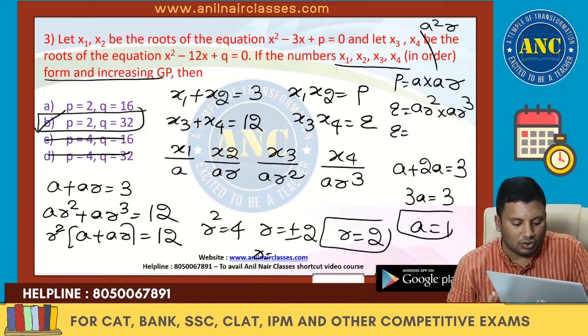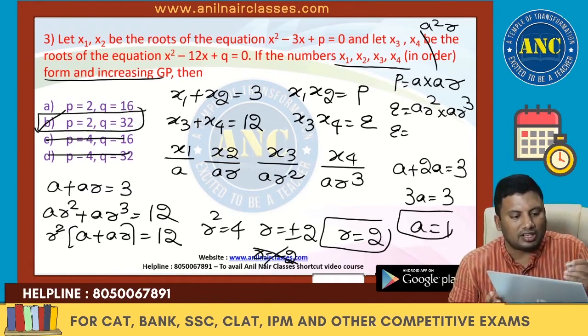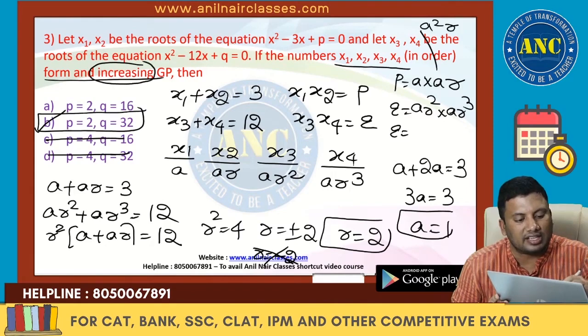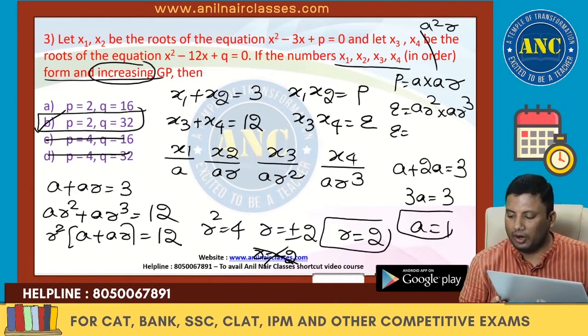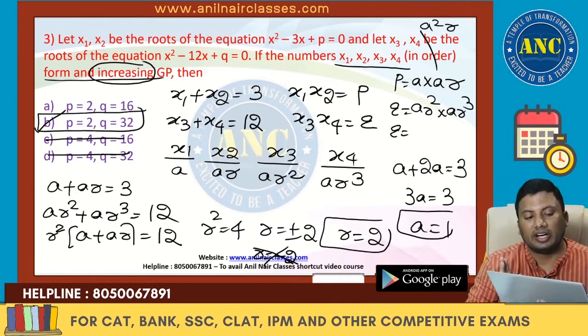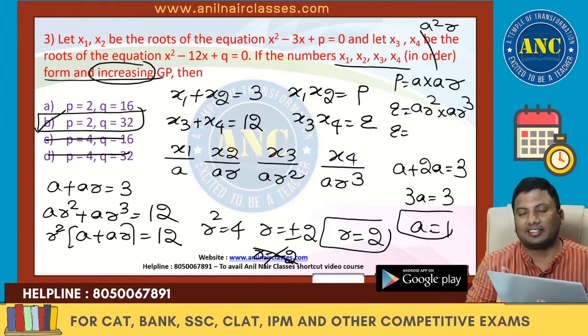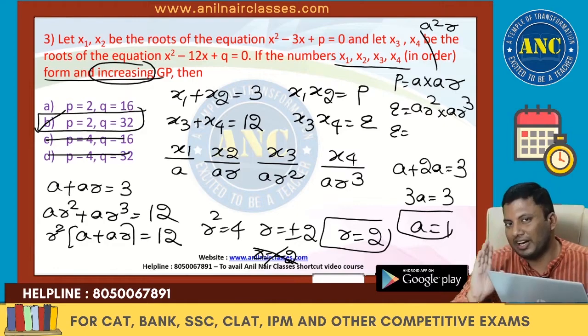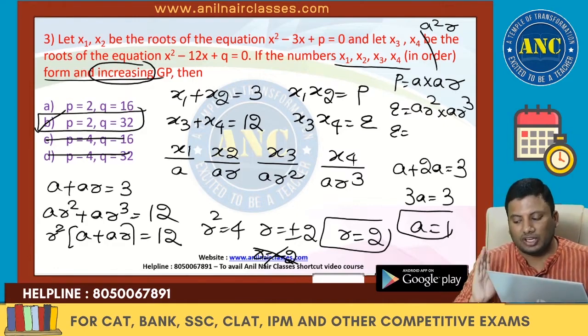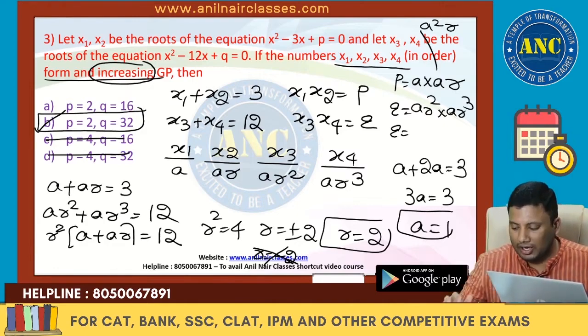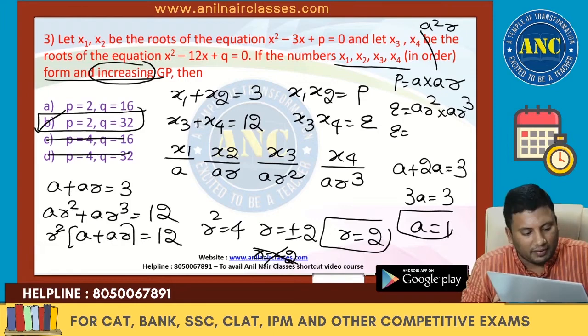R equal to minus 2 I have not taken because in the question it is given that it is an increasing GP. I hope the idea is clear. Each and every question, listen carefully, sir. Don't be surprised if you get similar kinds of questions in your mock paper and in your CAT paper. I hope the idea is clear. Third one. Fourth one.